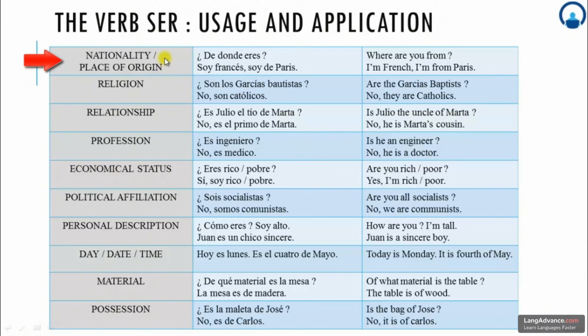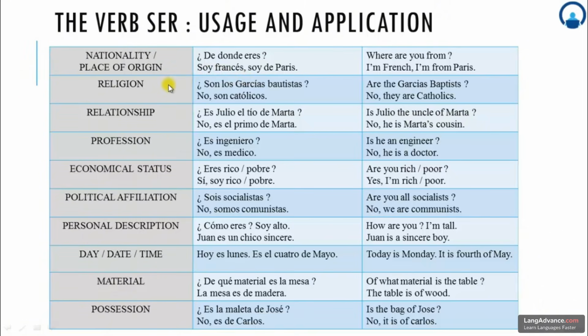First, the nationality or place of origin. For example, the question is, ¿De dónde eres? That means, where are you from? I am asking you a question about your place of origin. From where are you? ¿De dónde eres? So that's why I have to include the verb ser. Soy francés. Soy de Paris. I am French. I am from Paris. Again, I am stating my nationality or I am stating my place of origin. So I have to use the verb ser.